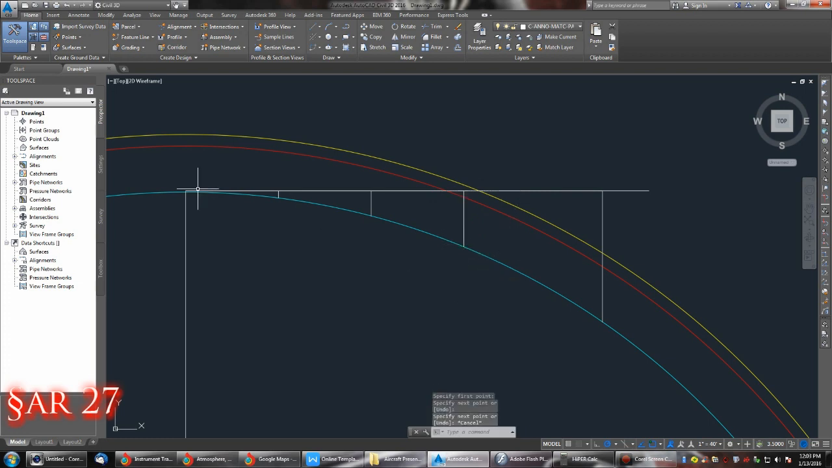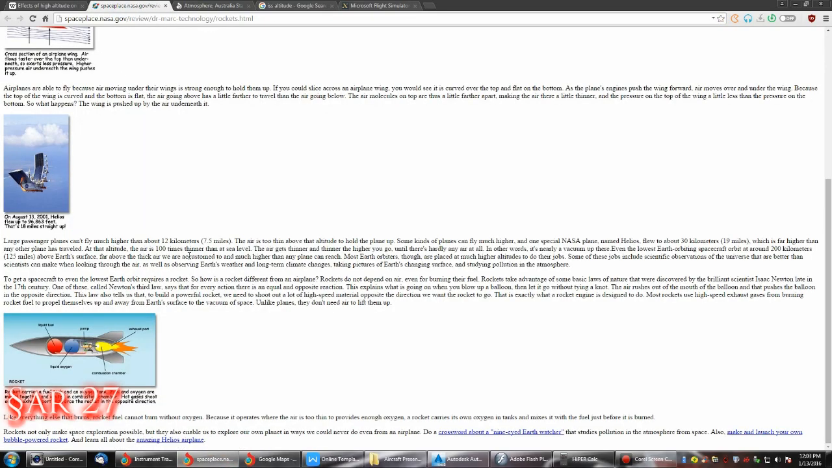And you can see here that after 1 hour, 2 hour, 3 hour, in 3 hours they're already going outside of the exosphere. I mean into the exosphere, outside of the thermosphere and into the exosphere. And at this point right here, even with the website from NASA themselves, it says here, like everything else burns, rocket fuel cannot burn without oxygen because it operates when the air is too thin. It provides enough oxygen.